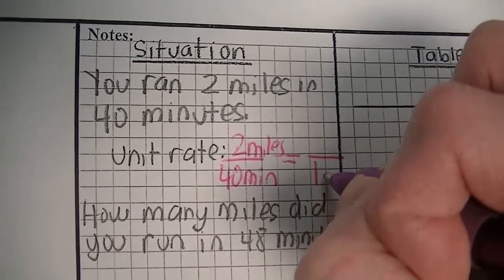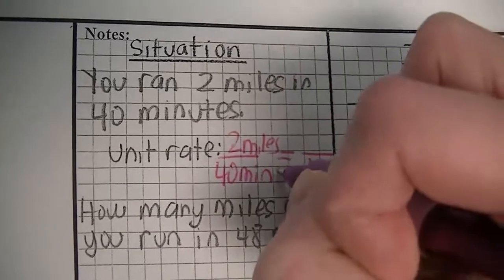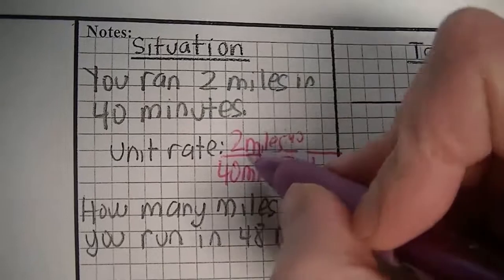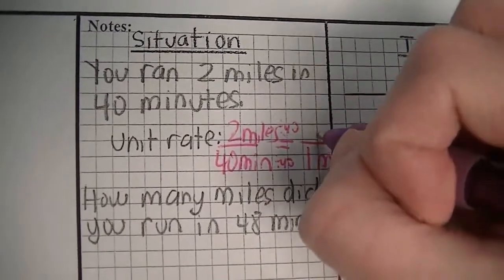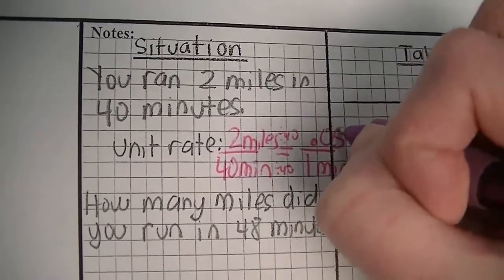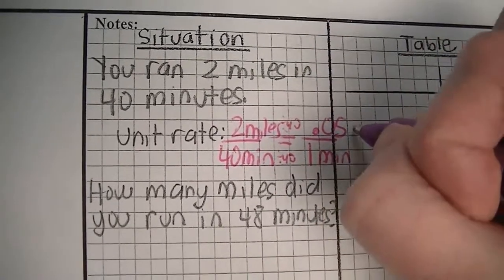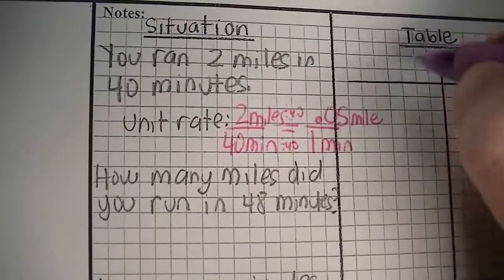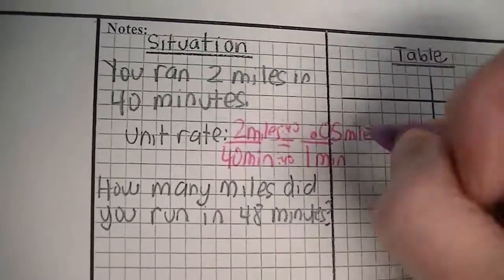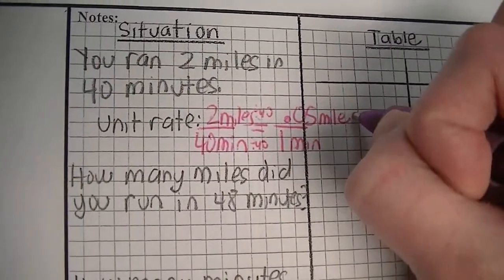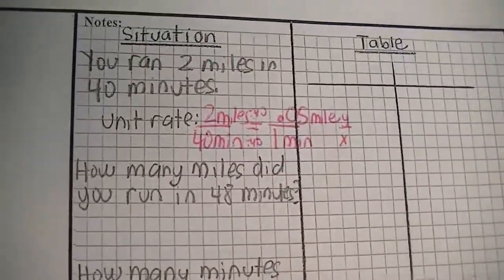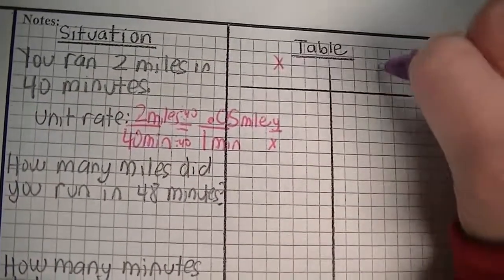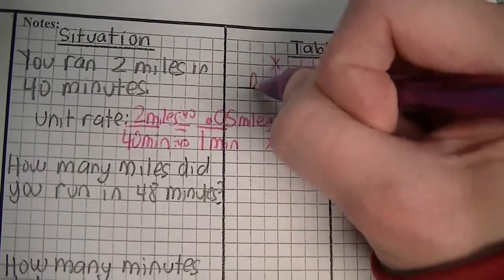So I want to know how many miles can they go in 1 minute. So I need to divide by 40, because 40 divided by 40 gives me 1. And then 2 divided by 40, I got 0.05. So that's what, 5/100ths of a mile? So that's the unit rate right there. And please remember, unit rate is y divided by x. I'm going right in my table, sorry. Okay, so let's go ahead and fill out a table. X and then y. X represents minutes.